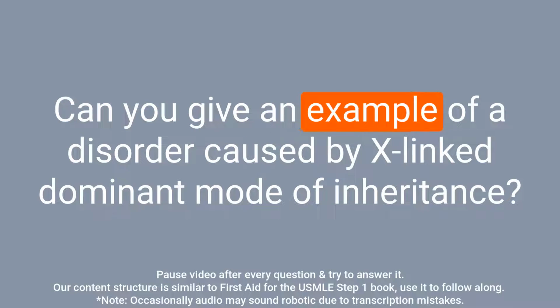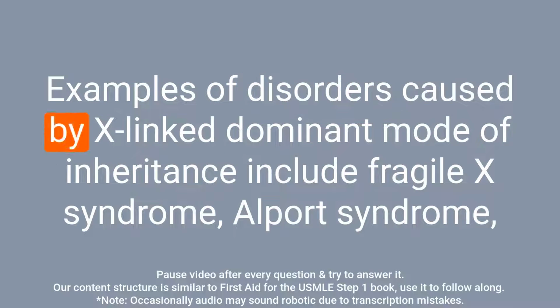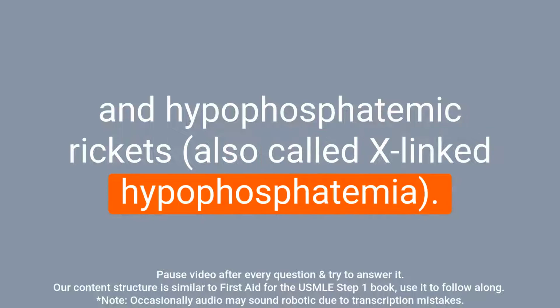Question: can you give an example of a disorder caused by X-linked dominant mode of inheritance? Answer: examples of disorders caused by X-linked dominant mode of inheritance include Fragile X syndrome, Alport syndrome, and hypophosphatemic rickets.